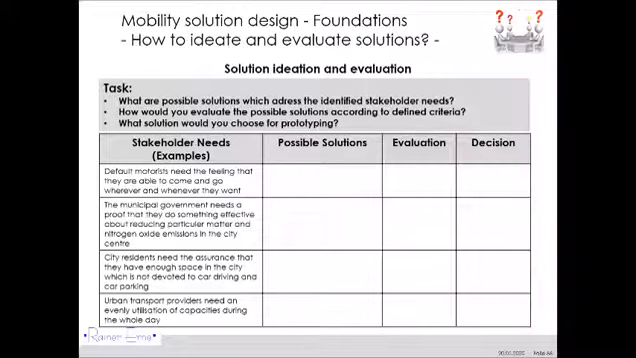As an example, for my case study with the aim of reducing the number of individual motorized drivers in Stuttgart, I have provided you here an example of stakeholder needs. Stakeholder needs of default motorists who need flexibility to come and go when commuting to and from work, the needs of the municipal government, needs of the city residents, and also needs of the urban transport providers. And these needs are very different.